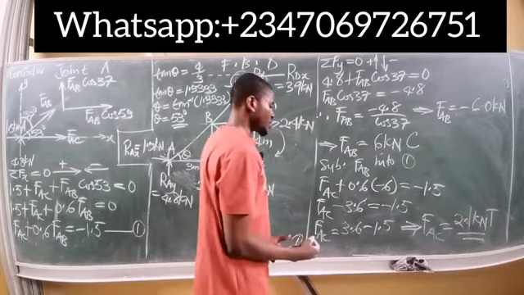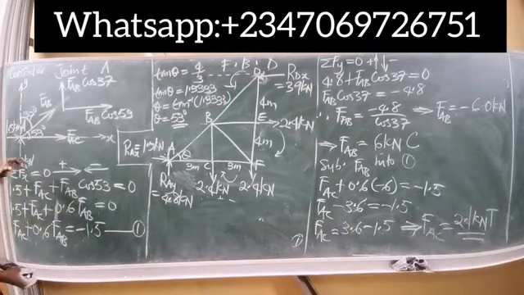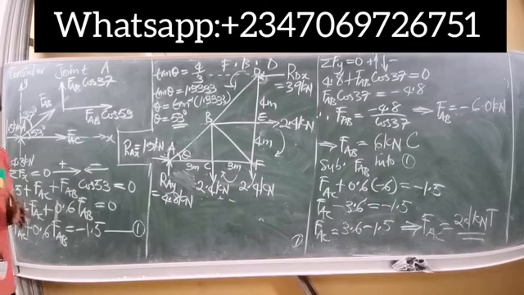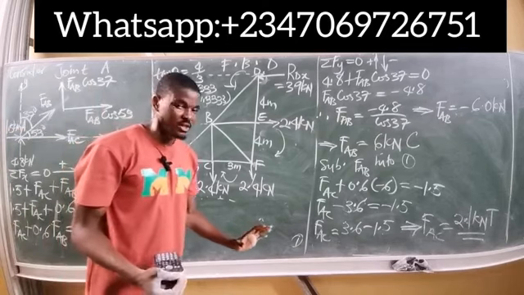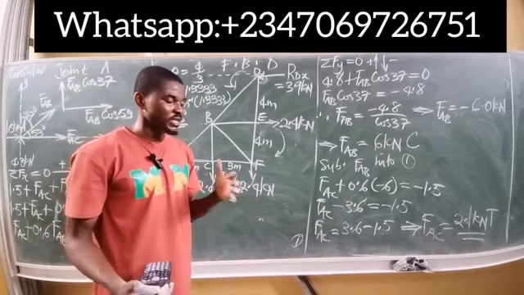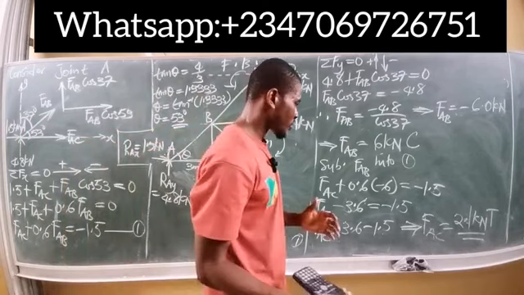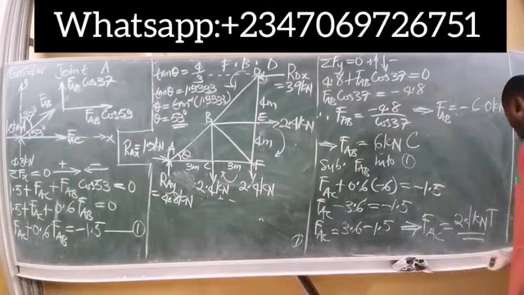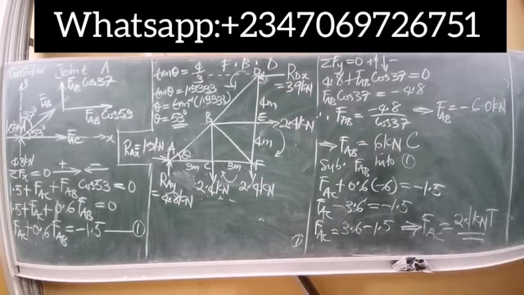And we assume tension for that same force. We said let the force in that member be tension, and we obtain a positive value. So it means truly the direction is correct. So the direction of that member is actually in tension. So the force in member AC is simply 2.1 kilonewtons in tension.